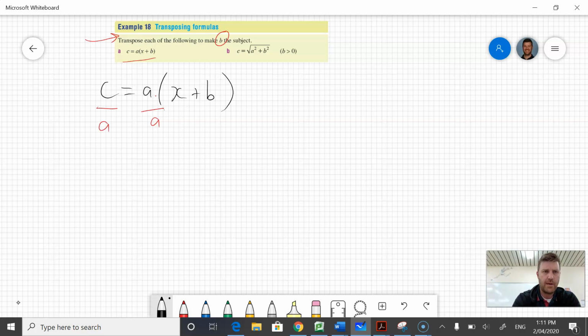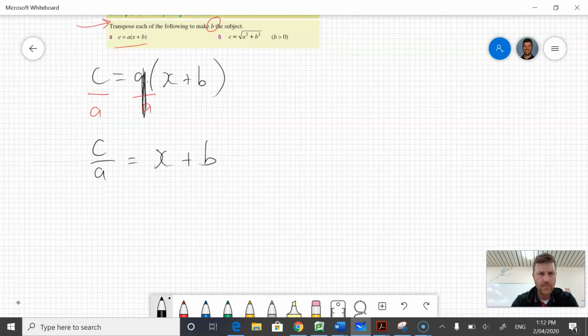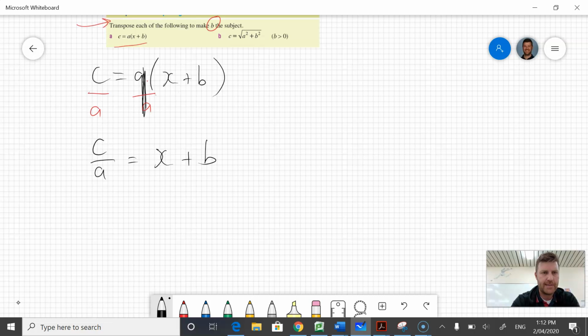So I'm now left with C divided by A. In fact, let's do that a little bit higher so I don't run out of room so early. C divided by A is equal to, A divided by A is gone. I'm just left with X plus B. The brackets are now gone because A divided by A is 1. If 1 was at the front of the brackets, 1 times X is X, 1 times B is B. I can get rid of those brackets if 1 is the term in front of the bracket. So I'm now at a point where C divided by A is equal to X plus B.